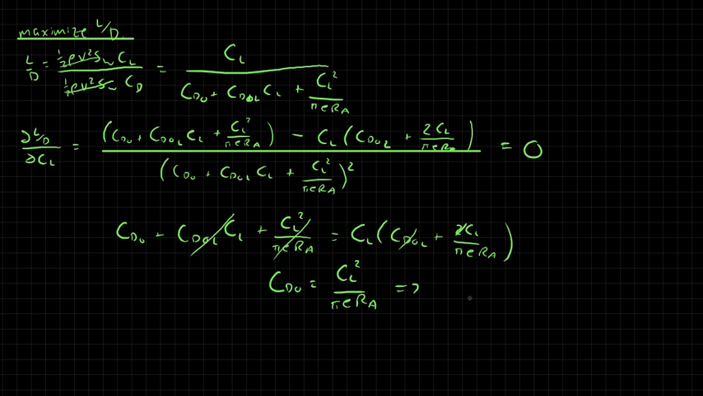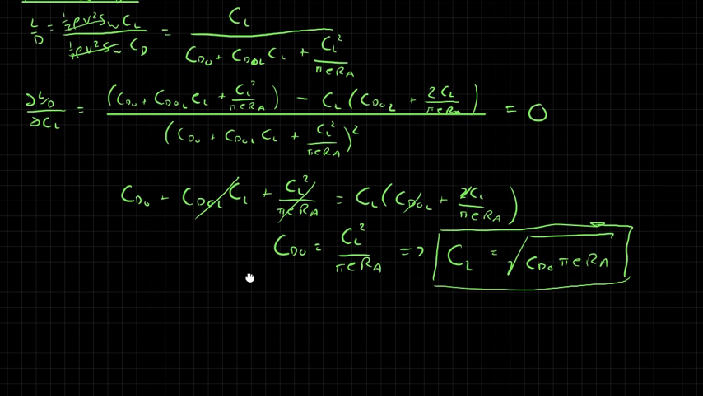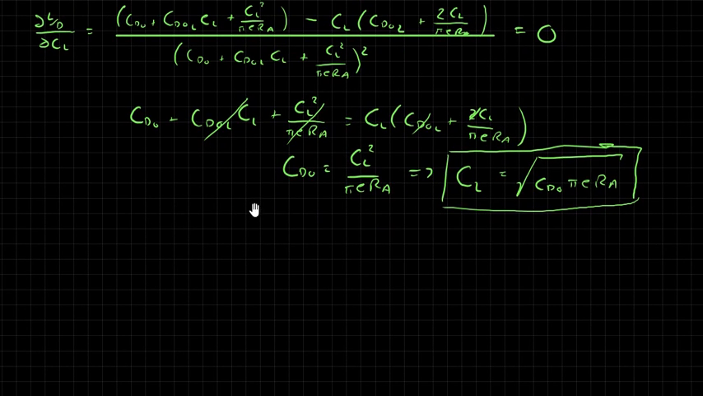And we can solve that for CL to get that the lift coefficient at which the lift to drag ratio is maximized is equal to the square root of CD naught pi ERA. Okay, look at that. So we've found the lift coefficient at which the lift to drag ratio is maximized. But we're not done. First, what we want to do then is now find out what the maximum lift to drag ratio is.